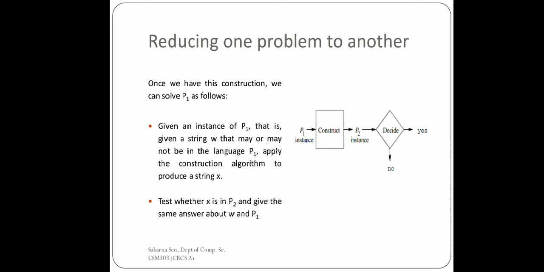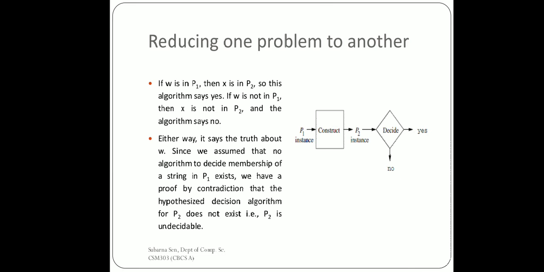And we have to wait and see whether the same results are coming or not. That means, if W is in P1, then X should be in P2. If W is not in P1, X should not be in P2, right? Now either way it says the truth about W, right? Same thing. Since we assume that no algorithm to decide membership of a string in P1 exists, we have proof by contradiction that the hypothesized decision algorithm for P2 does not exist.